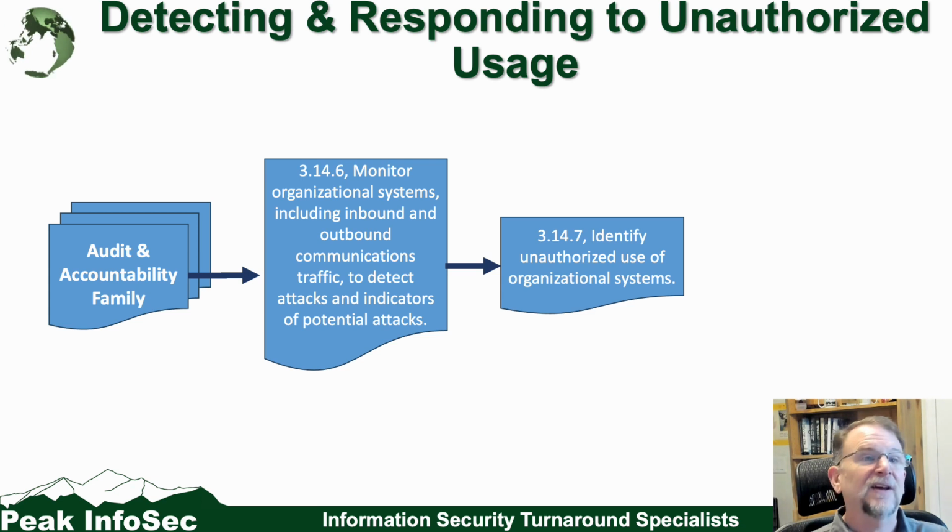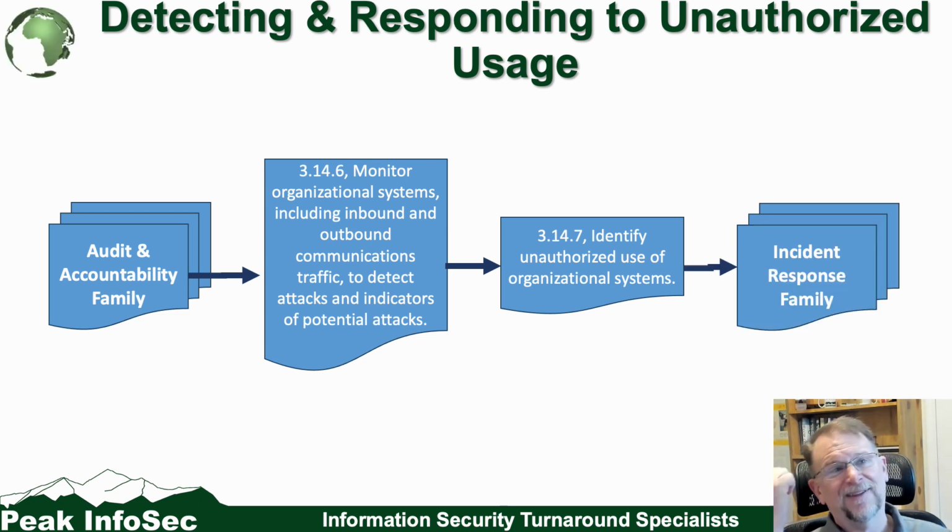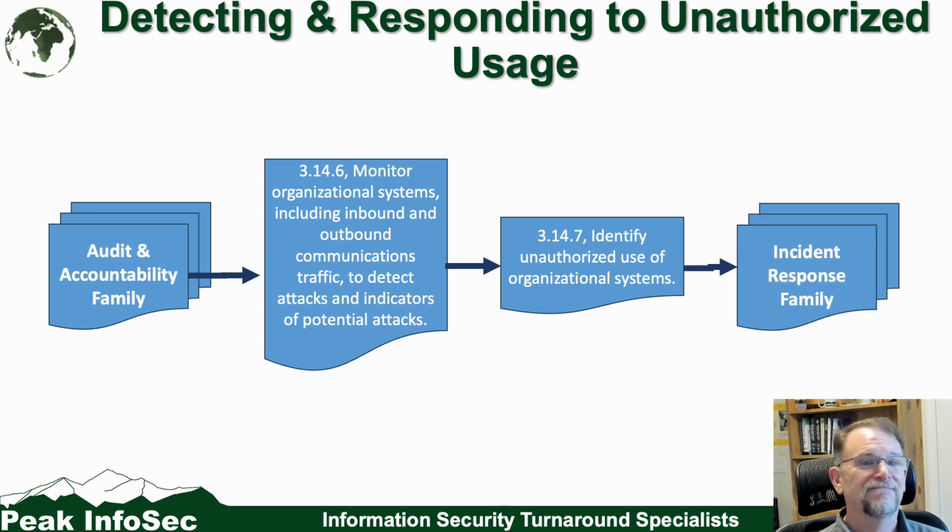Coming out of 3.14.6 then is 3.14.7. Now we need to identify. Well, crap, what happens if we do identify? Well, that's now the incident response family. So do not think, key story in here, in audit and accountability, that you're doing 3.14.6, because you're not.